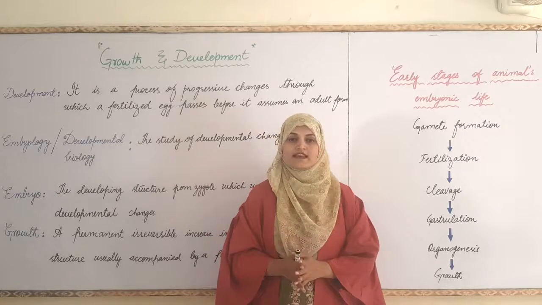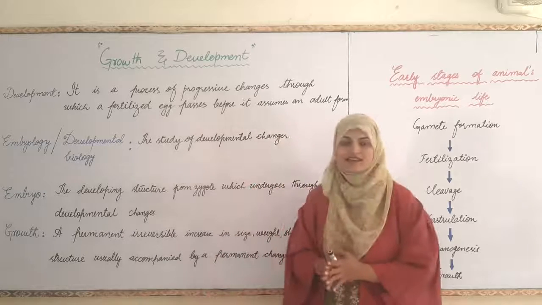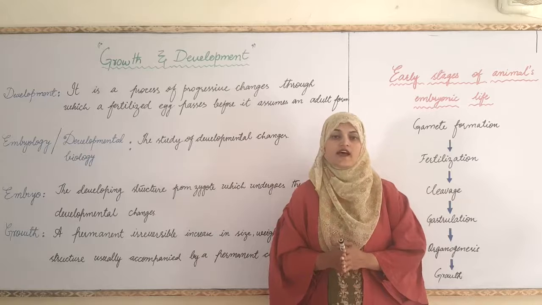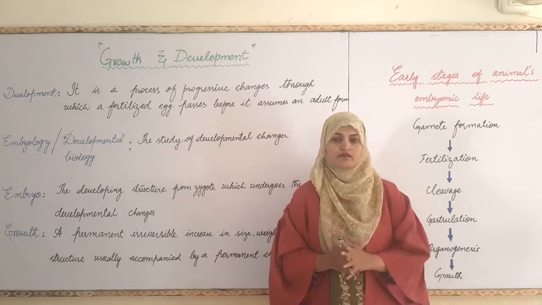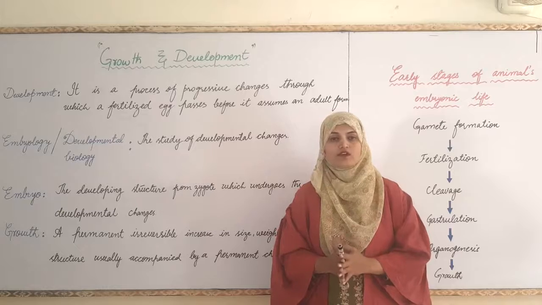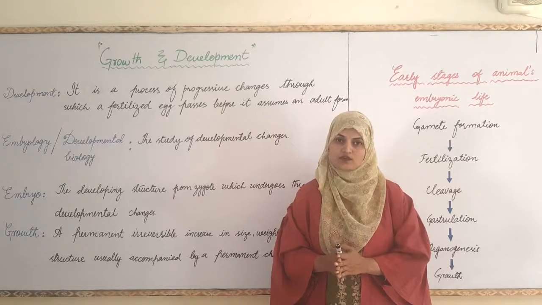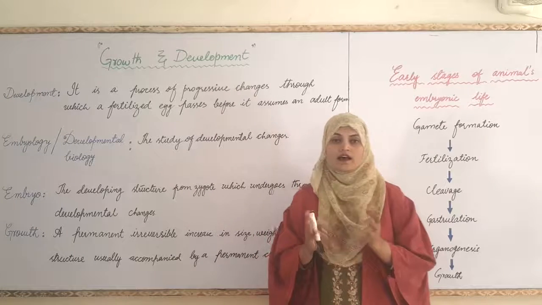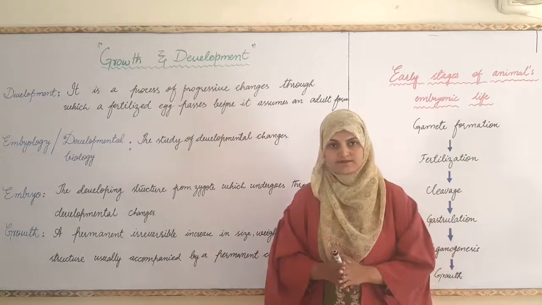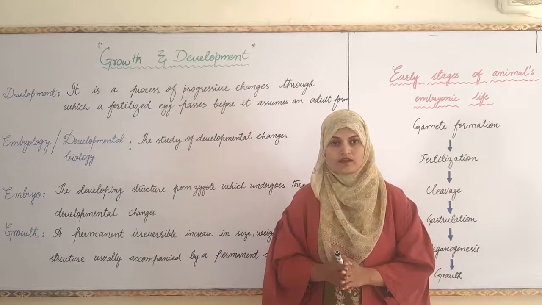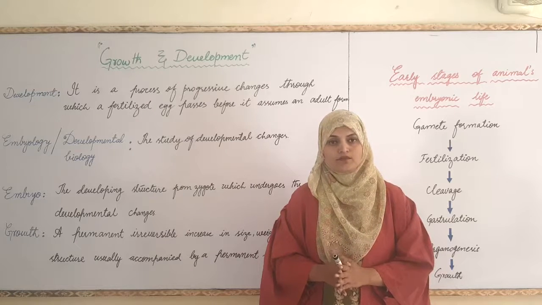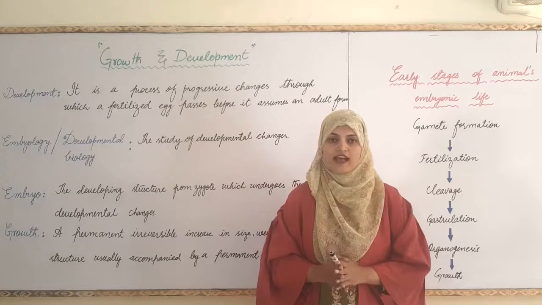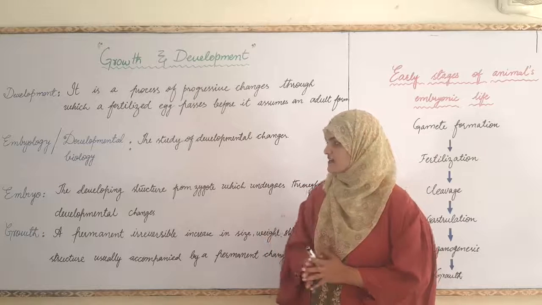While growth, as I have told you before, is the permanent irreversible change that occurs in the embryo for the formation of a multicellular organism, as a result of which the structure, size, shape and weight of the organism increase. I hope you got an idea about the stages of development as well as the various terminologies that are used during the chapter.